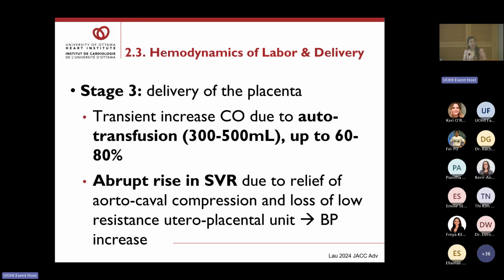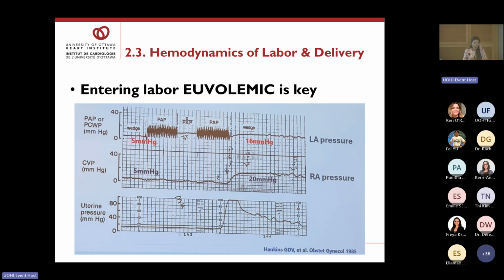Also, there's going to be a major rise in the systemic vascular resistance. This is also because of the placenta being out. There's no more of that low resistance circuit. And you're also relieving some of the aortocaval compression that the baby was causing. So this leads to a very high risk of high blood pressure and also pulmonary edema in patients at risk. So entering labor euvolemic is key.